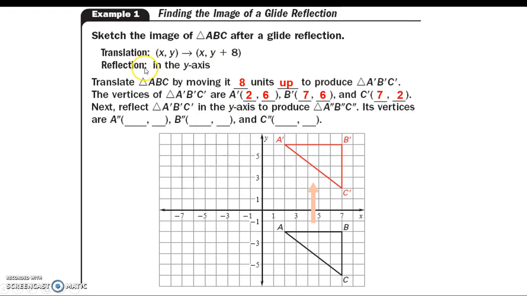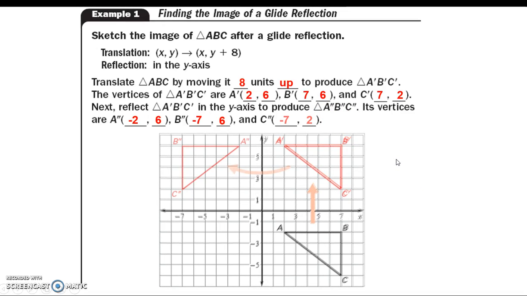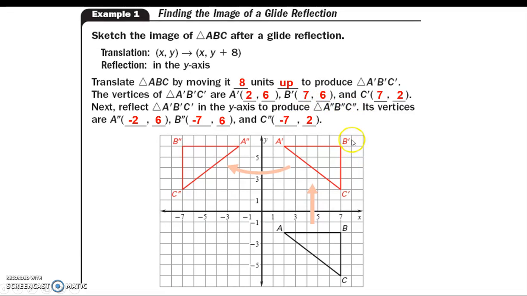Now, the second move is a reflection, and we're going to reflect it across the y-axis, and that's going to produce triangle A double prime, B double prime, C double prime. So by looking at the markings, that lets me know this is the second image.